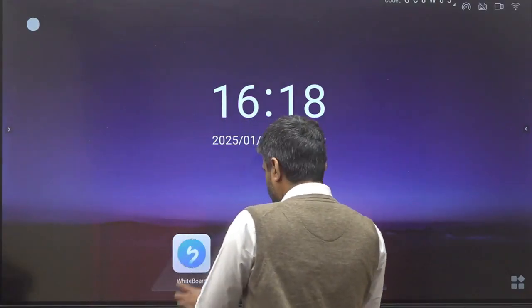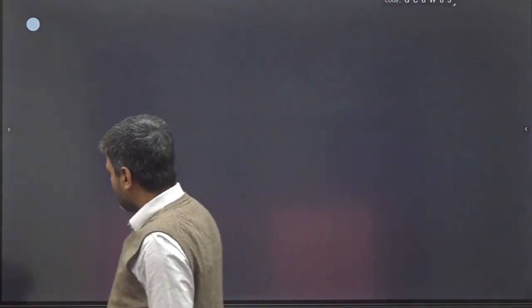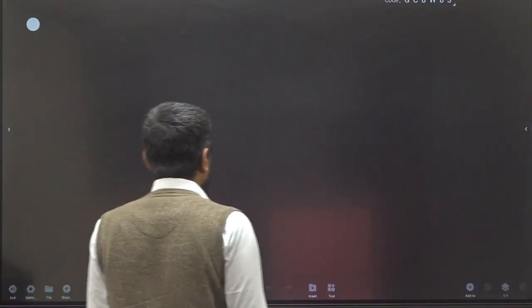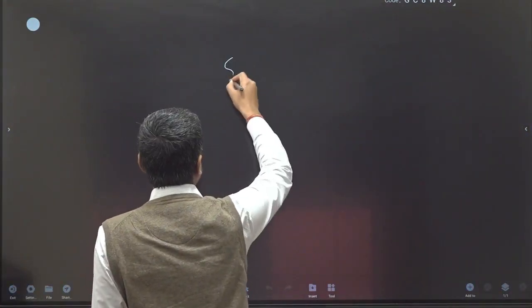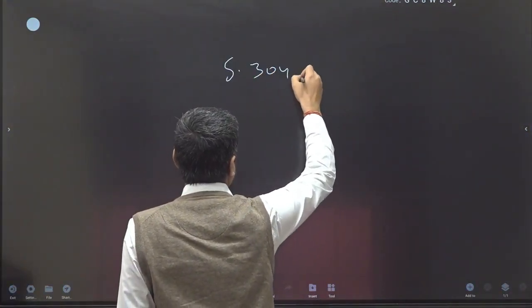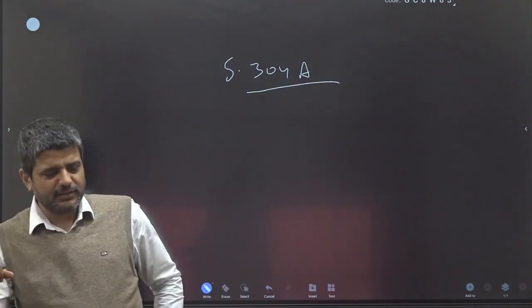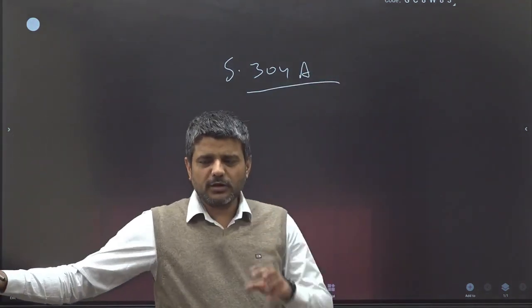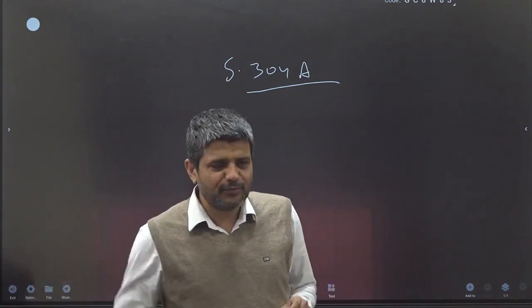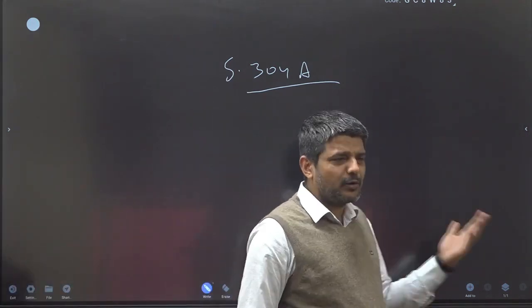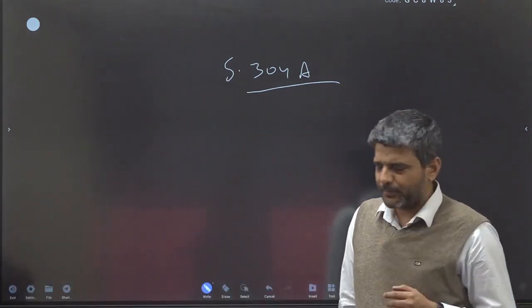So let us start with first 304A. Now, if you look at the framing of section 304A, the framing is very peculiar. 304A says, 304, not A, simple 304, provides for the punishment of culpable homicide and murder, part A, part B.